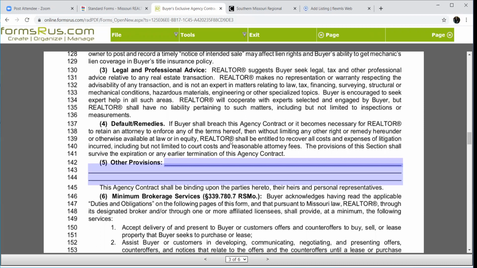Default and remedies. We are going to get along great through this entire process. You will always be perfect. I will always get along with you, but in the event we don't get along and I've got to come after you for my commission, you're also going to pay my attorney fees, okay?